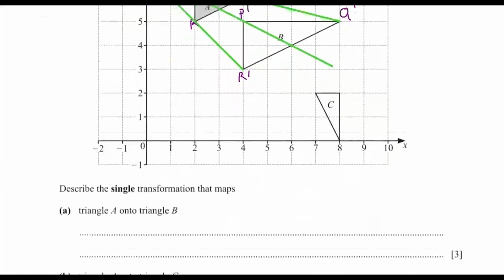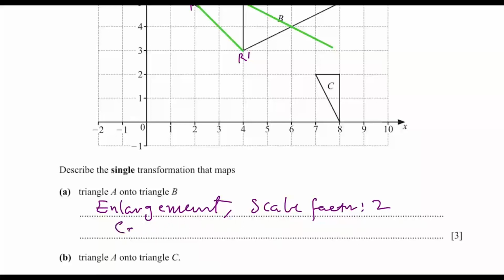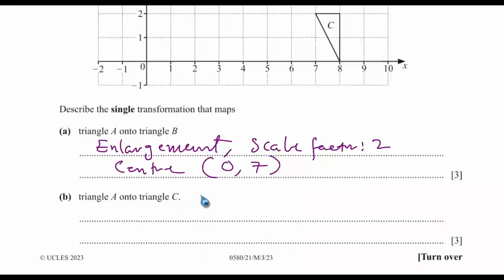So that is the center of enlargement. So we can go down and write the transformation here, to describe the single transformation. So the first one is enlargement. That is the name of the transformation, enlargement. So scale factor, let's say that is 2. Okay, then center of enlargement, the center is x equals 0, y equals 7. Then the B part, describe the single transformation that maps triangle A onto triangle C.